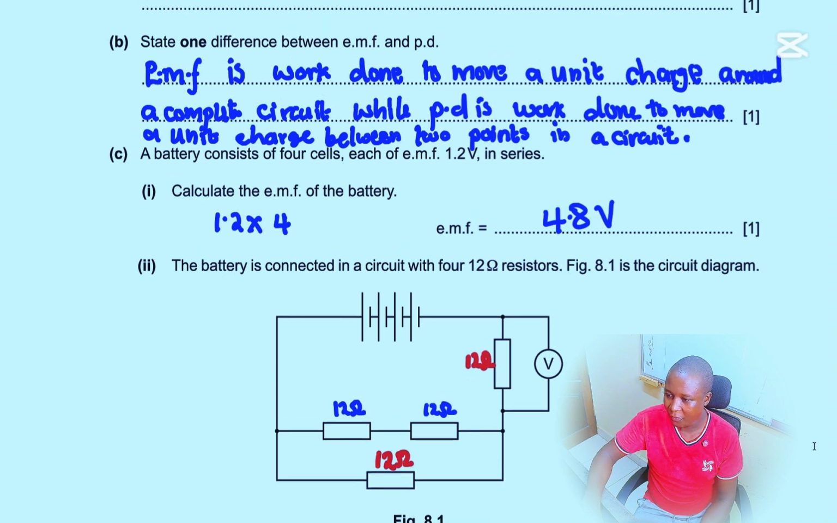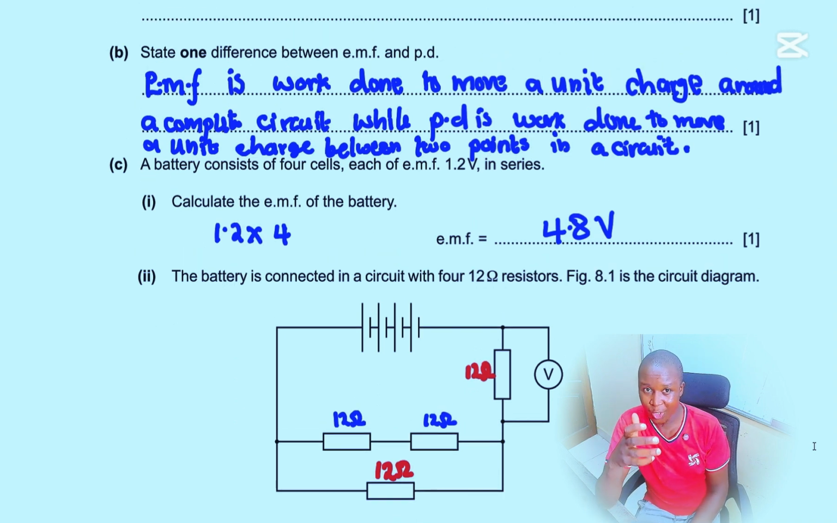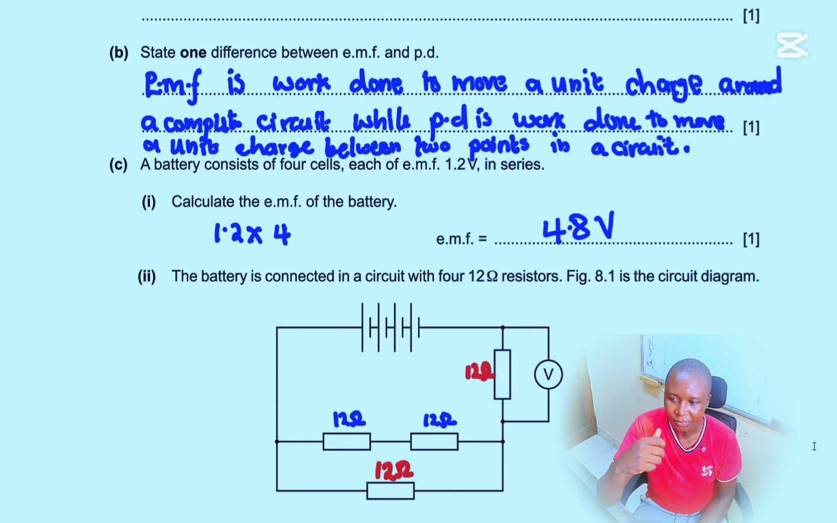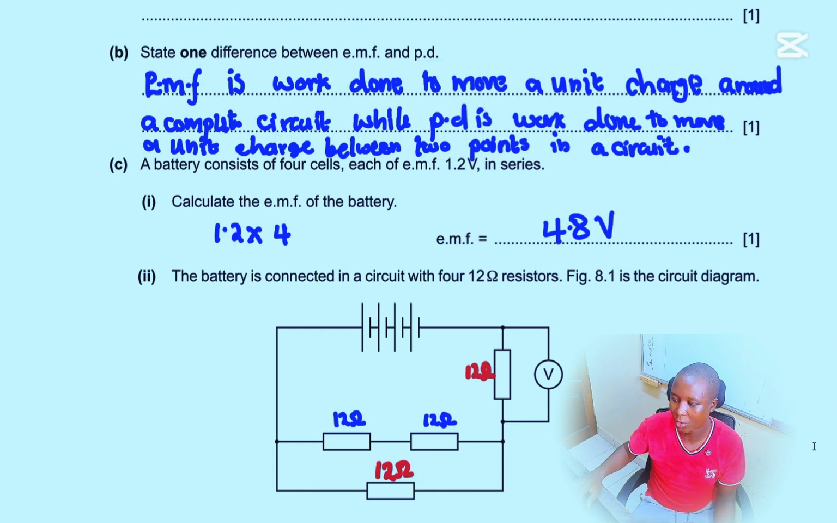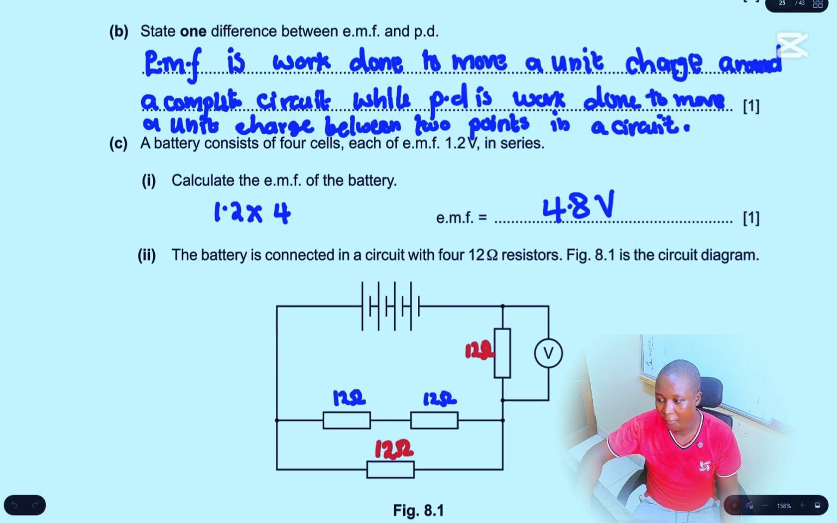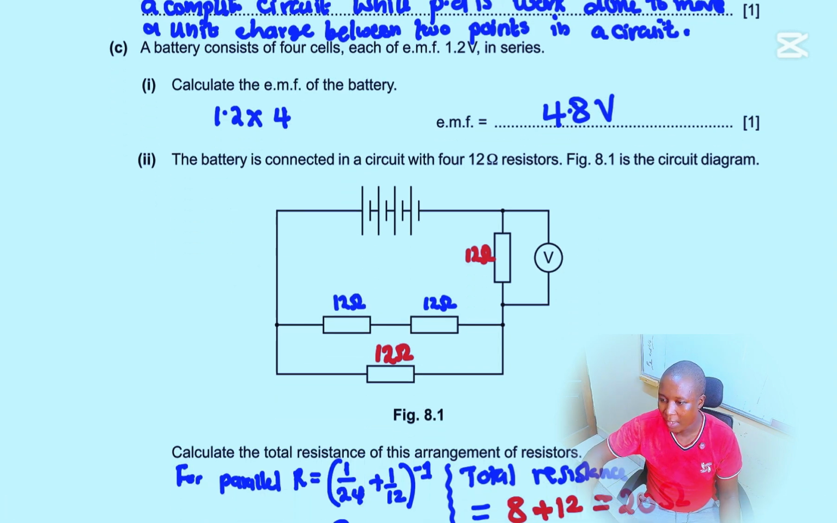A battery consists of 4 cells. If cells are connected in series, the total EMF is going to be the EMF of one cell times the number of cells that you have there. So in this case, we're going to say it will be 1.2 times 4, and that is going to translate to 4.8 volts.